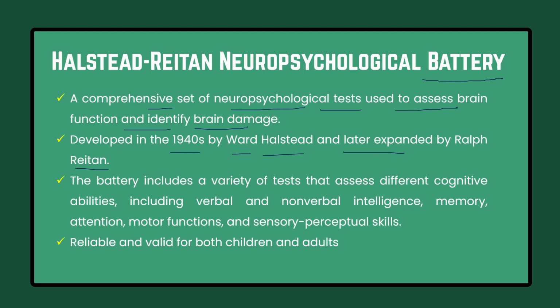Okay, so the test is named after the person who first developed it and later expanded it. So it's called the Halstead-Reitan Neuropsychological Battery. The battery includes a variety of tests that assess different cognitive abilities, including verbal and non-verbal intelligence, memory, attention, motor functions, and sensory perceptual skills.